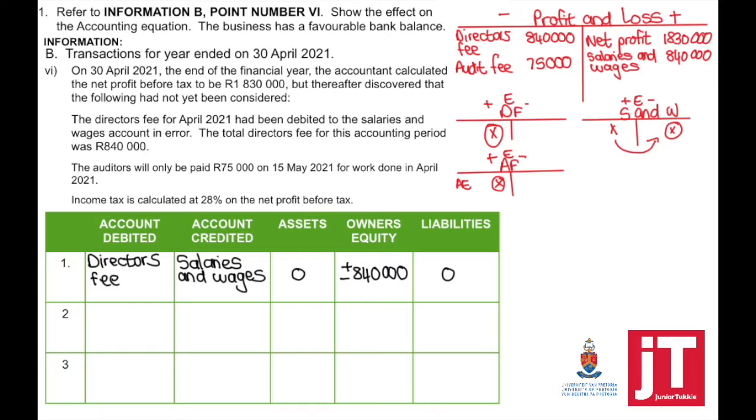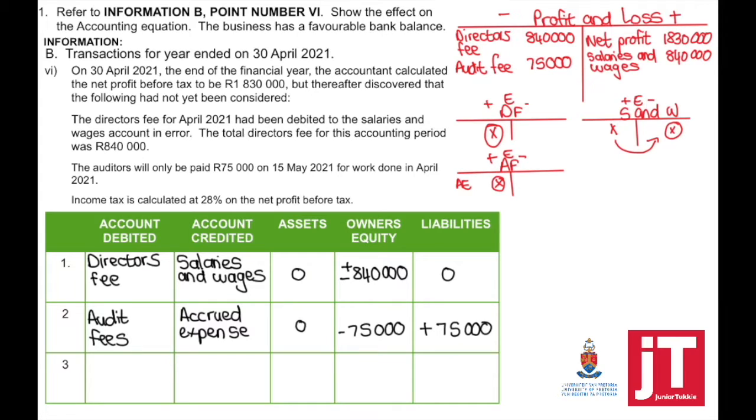This means accrued expense is going to be credited and my audit fees is going to be debited. Because audit fees is debited, it will increase my expense, which will have a negative effect on that net profit. This is why it appears on the debit side, audit fees 75,000. On the accounting equation, account debit, audit fees, account credit, accrued expense, owner's equity minus 75,000, liabilities plus 75,000.